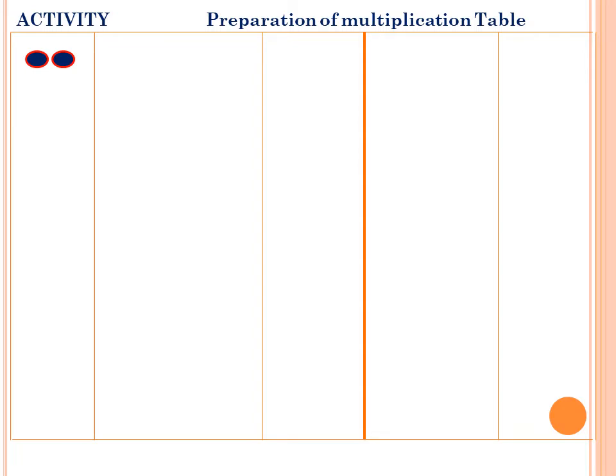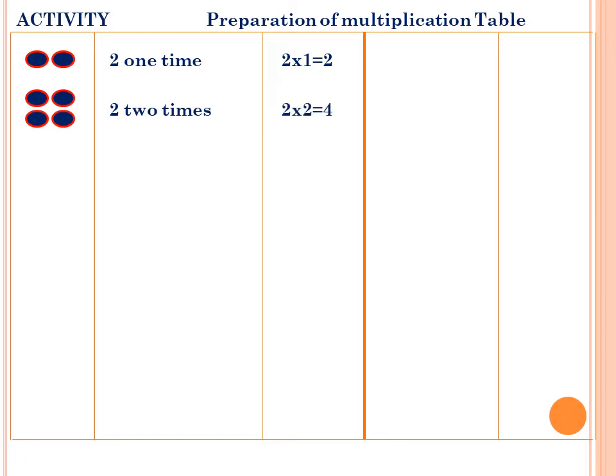So this activity you can use: 2, 1 time. You can write 2 into 1, this is the convention, multiplication, this is 2. Then the second one, in the first stage it may not be very convenient, even then you can count the number of dots, it is 2. Second one you can say 2 times, that means 2 units you are taking 2 times. How many dots are there? Definitely 4. Therefore ask the child to write 2 into 2 is 4.